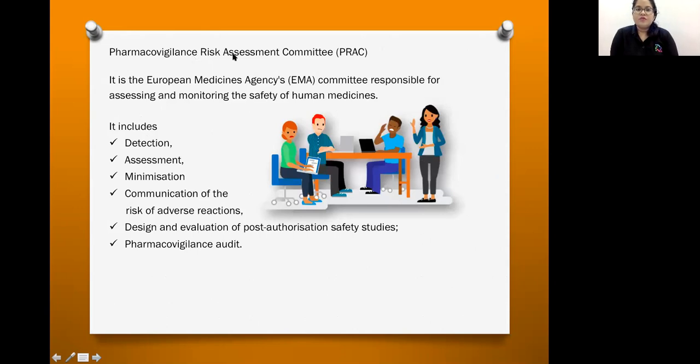Then there is the Pharmacovigilance Risk Assessment Committee. So it's a European Medicines Agency committee. They are responsible for assessing and monitoring the safety of human medicines. So detection, assessment, minimization, communication of the risk of adverse events, design and evaluation of post-authorization safety studies, as well as pharmacovigilance audit.